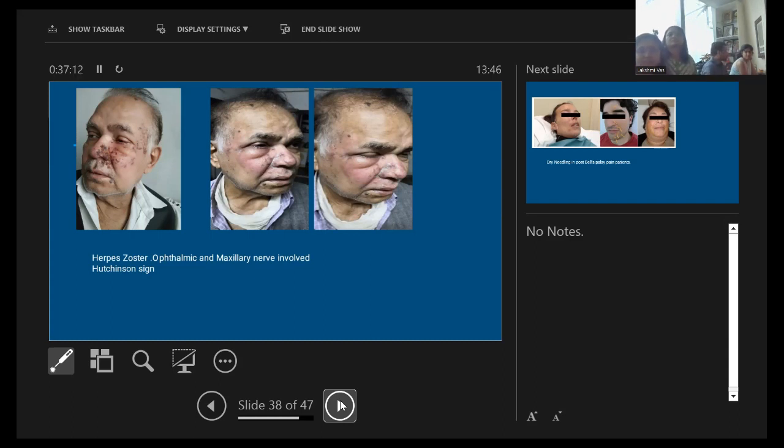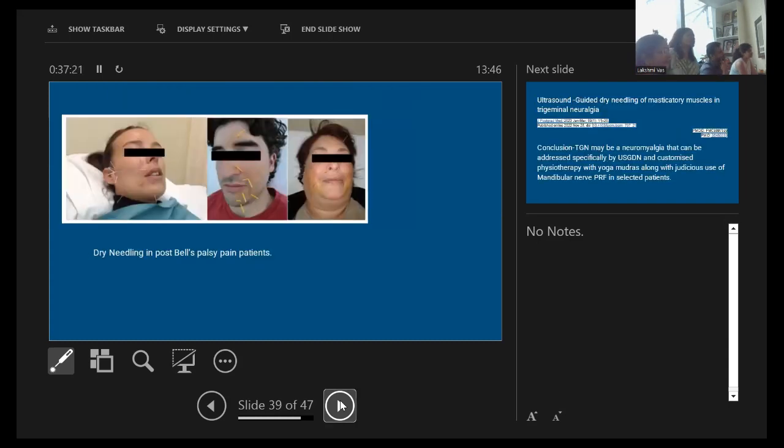Yes, very bad. And lignocaine patches help a lot for herpes. This is not my patient, but I took it from the internet. This is dry needling in post-Bell's palsy pain patients.